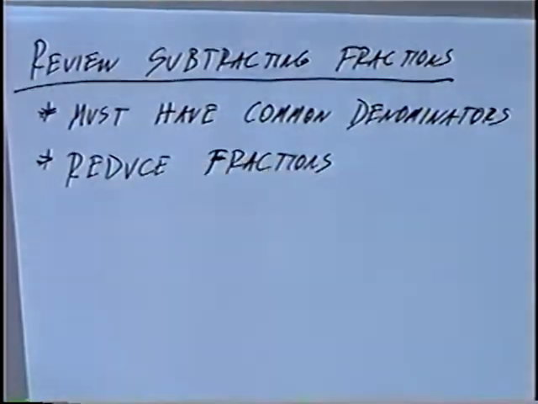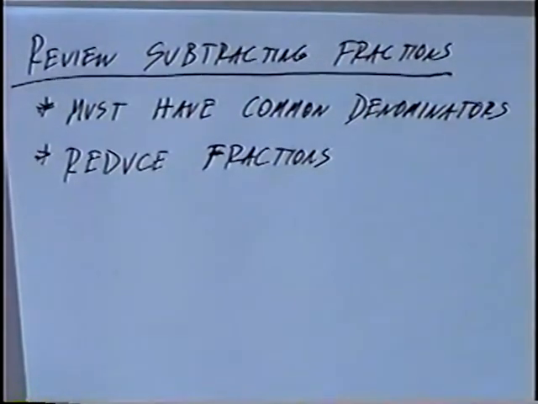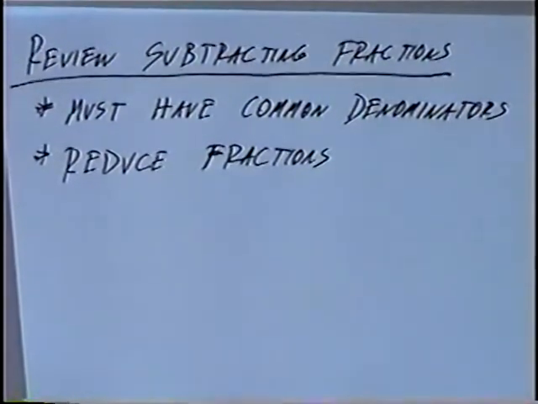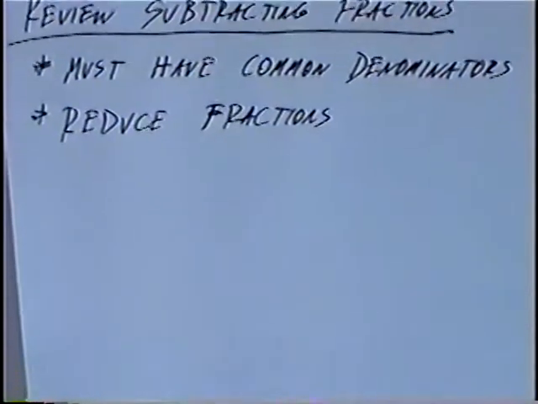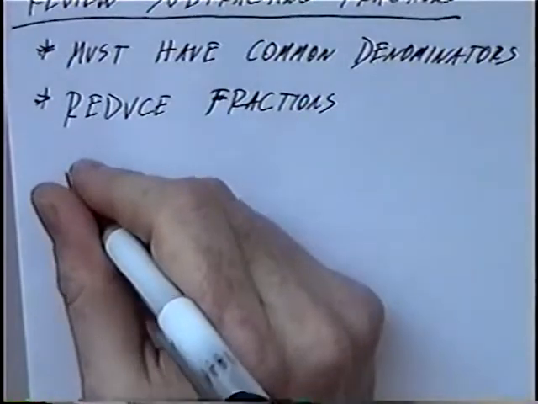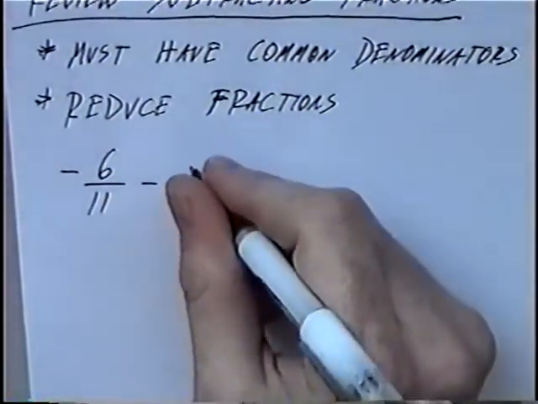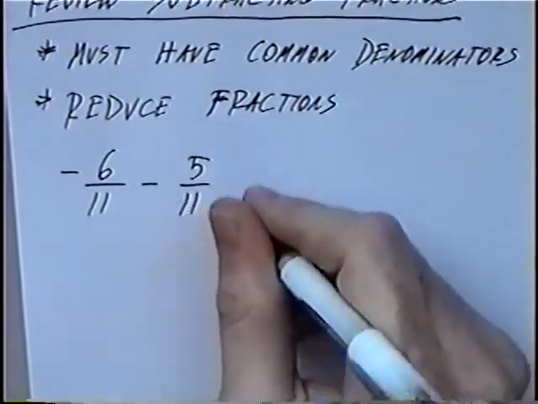Same steps as adding fractions. When you subtract fractions, we have to have the same or common denominators, and then always reduce fractions when possible. First question and first two fractions: negative 6 over 11 minus 5 over 11.